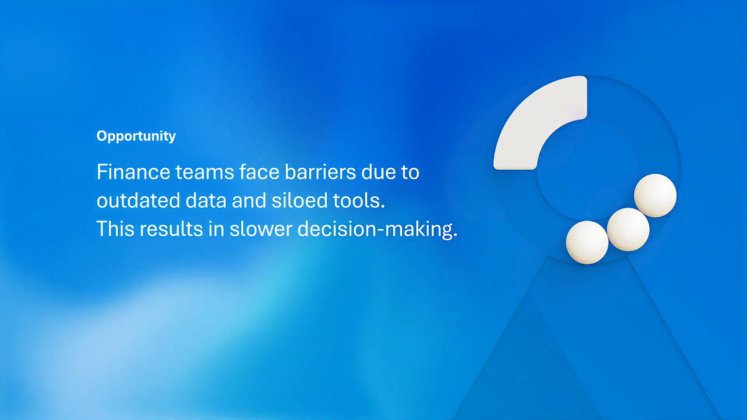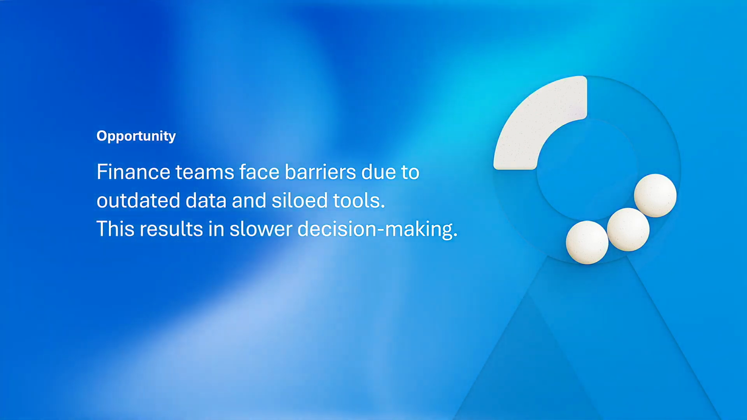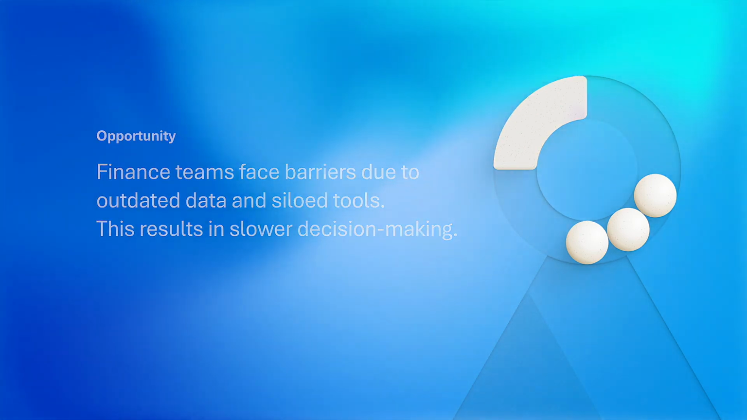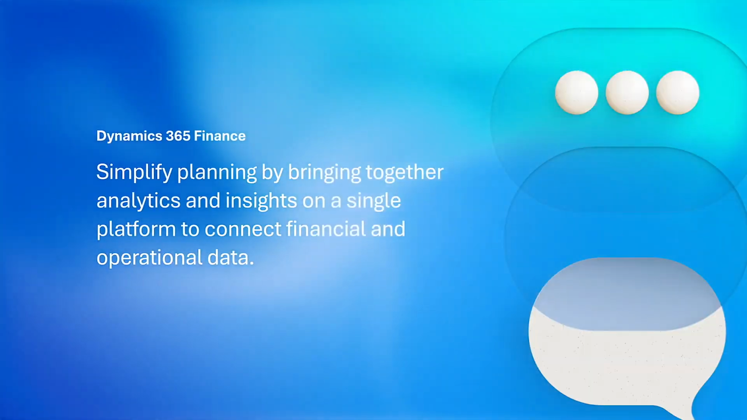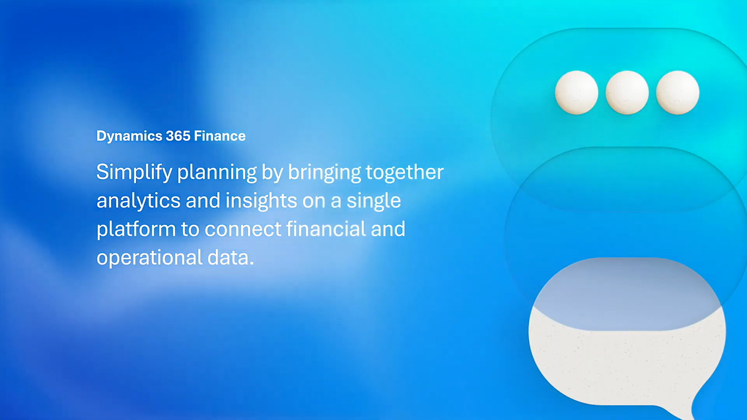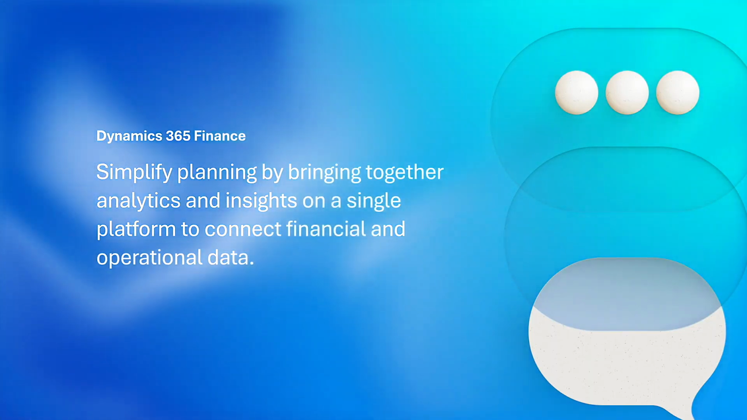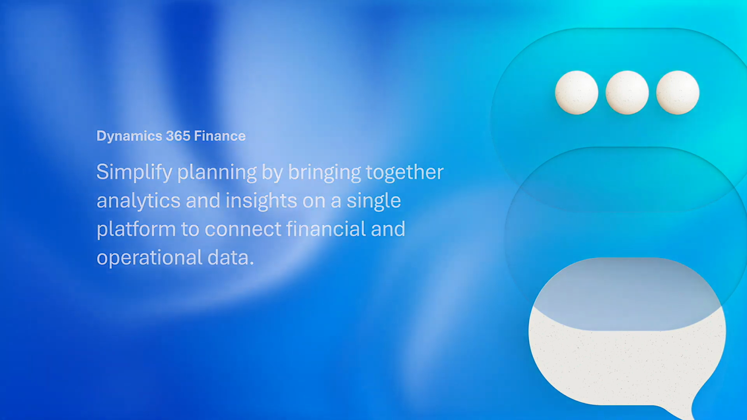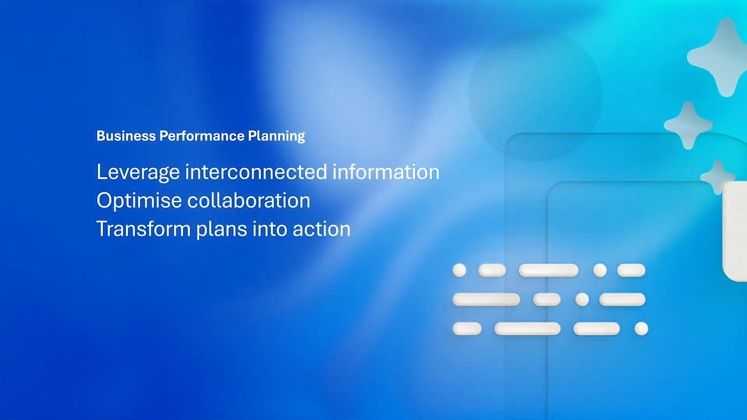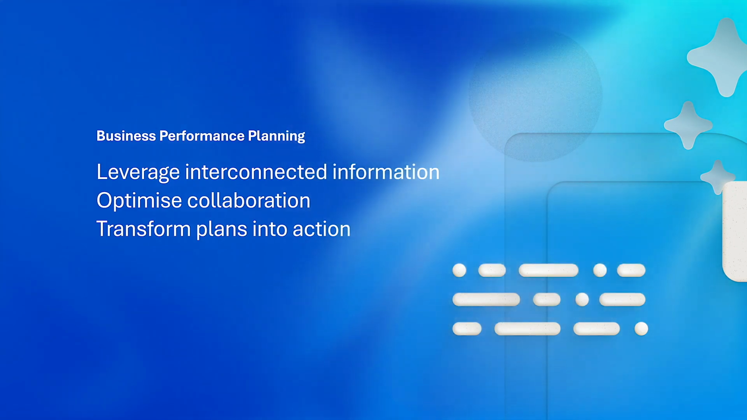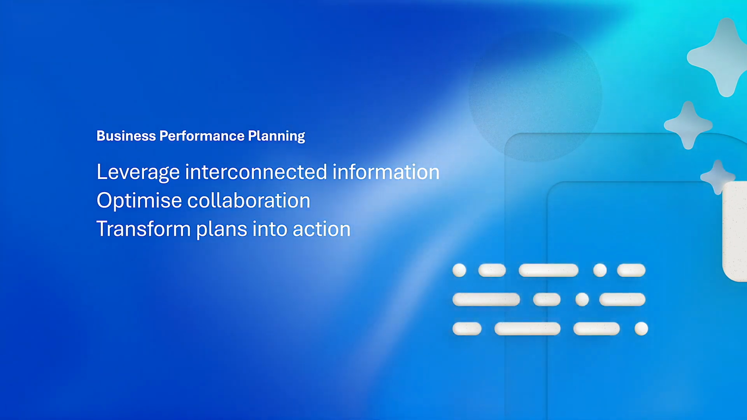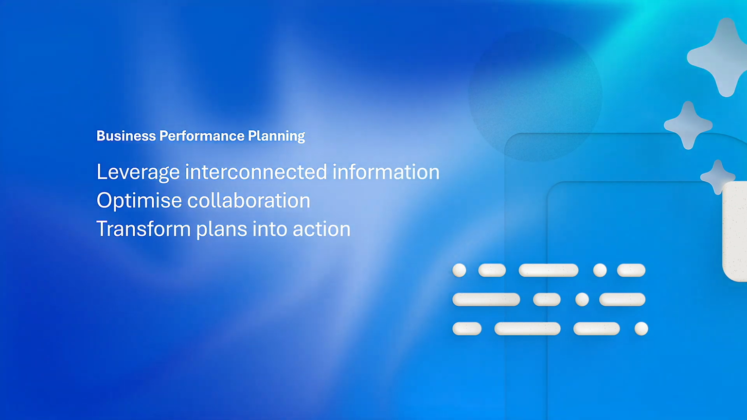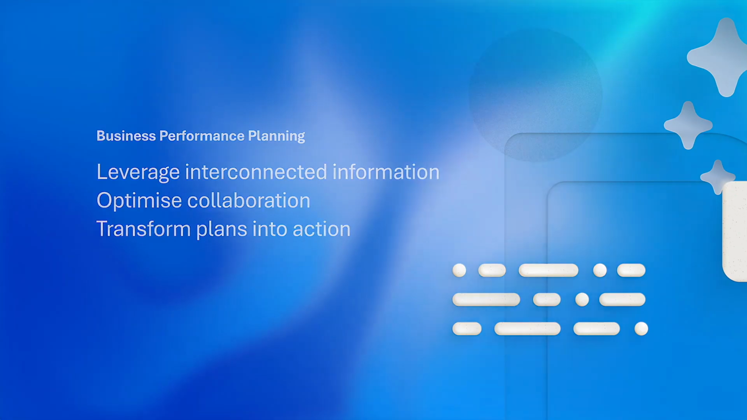Finance teams face significant barriers due to outdated data and siloed tools, leading to manual, time-consuming processes and slower decision-making. Dynamics 365 ERP with business performance planning can make this simpler by bringing together planning, analytics and insights on a single platform to connect financial and operational data. Our vision is to leverage interconnected information to optimize planning, collaboration with familiar tools, and transform plans into action. This will be a multi-phase journey, but we'll start by focusing on the following experience.